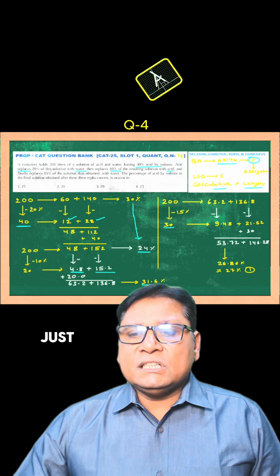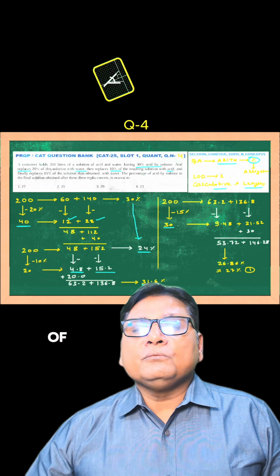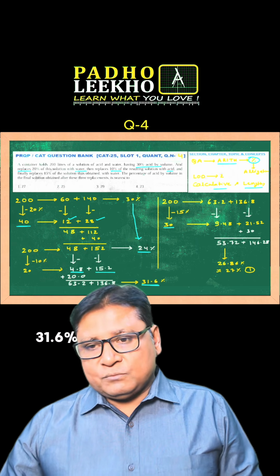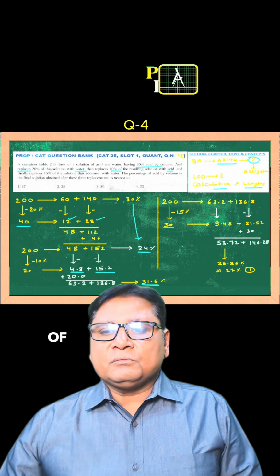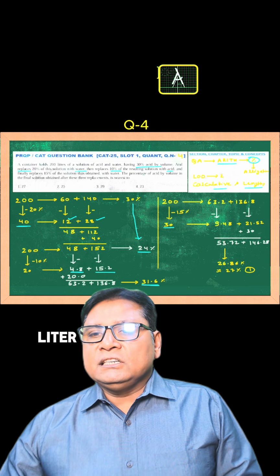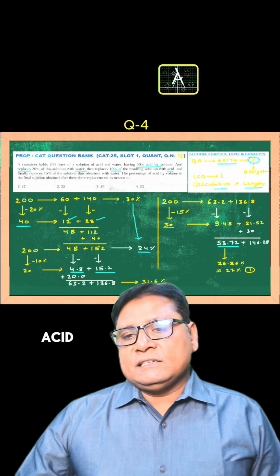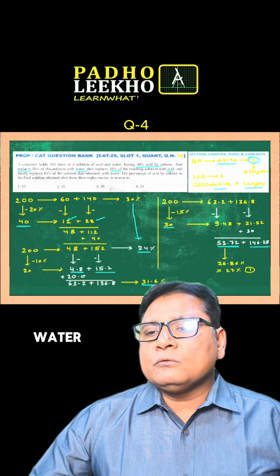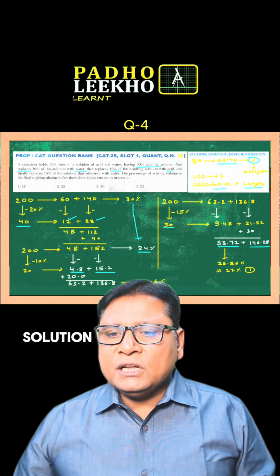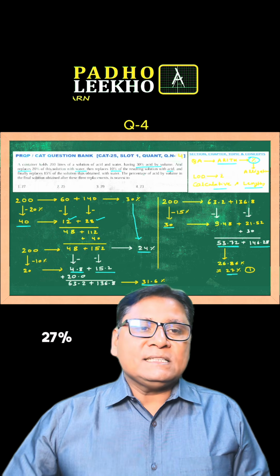We have to just subtract. Out of 30 liters, 31.6% of 30 will come to 9.48 liters acid and 21.52 liters water. We have to add 30 liters in the form of water. Final volume of acid will come 53.72 and water 146.28. Concentration-wise, because it is a 200 liter solution, it will be half of 53.72, approximately 27%.